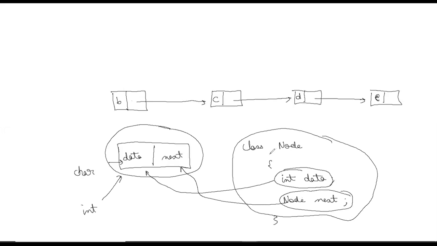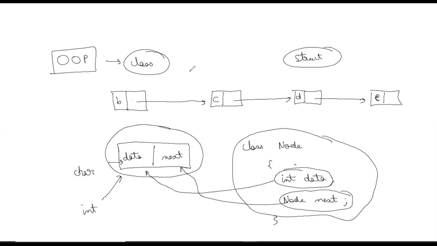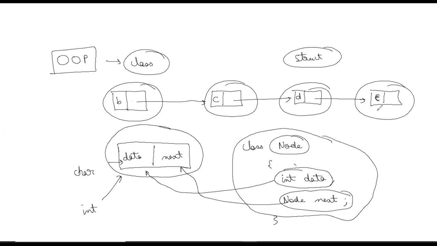In different languages you can write it differently. If you are using C, there are no classes in C, so you will use struct. In C++, you can use struct or class. If you are using object oriented languages, I will always suggest you use a class. So node is a class, and each of the nodes is an object. I hope the concepts are clear to you. If there are any doubts, please mention them in the comment section.